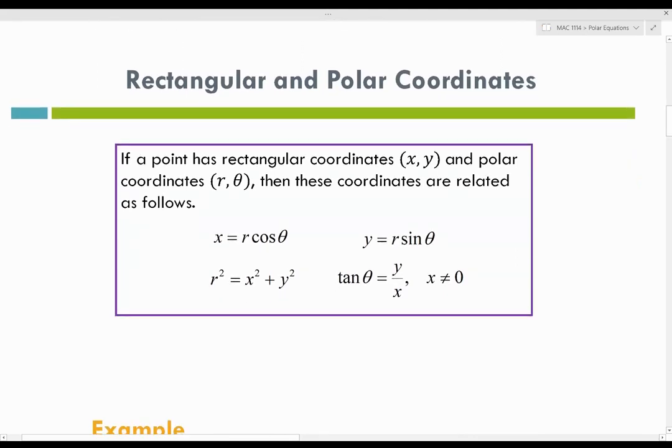One of the important things you're going to need to know how to do is convert rectangular coordinates to polar coordinates and vice versa. If a point has rectangular coordinates x and y and polar coordinates r and theta, then these coordinates are related as follows. In the rectangular system, x is equivalent to r cosine theta in the polar system. Your coordinate y in the rectangular system is equivalent to r sine theta in the polar system. We also have r squared equals x squared plus y squared, and tangent theta equals y over x, where x does not equal 0. Those are going to be our conversion factors. They will allow us to convert coordinates from rectangular to polar or from polar to rectangular. Those will prove to be very valuable as we move on in this lesson.